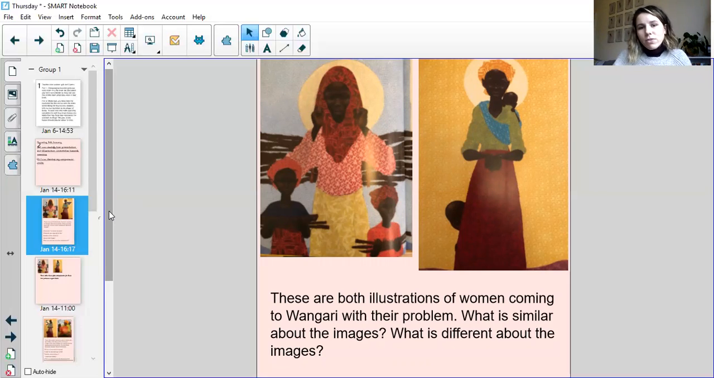I might say a difference is the colour in the background. They are both one colour, but one is yellow and one is blue. So does that suggest maybe that one is at dusk and one is in the middle of the day? Maybe.